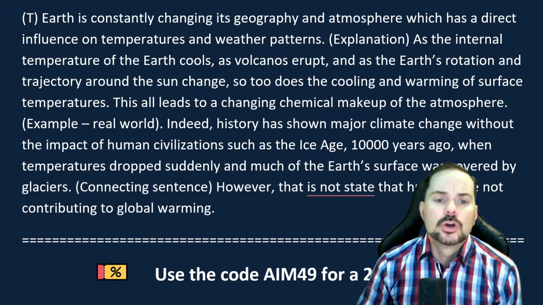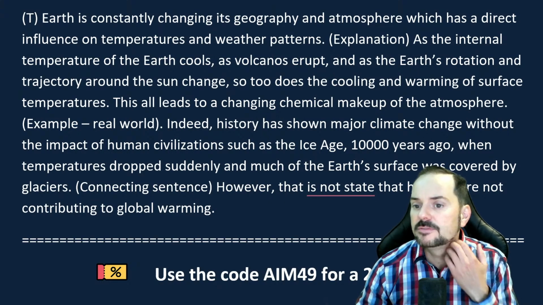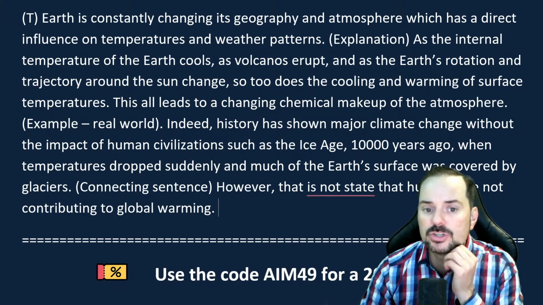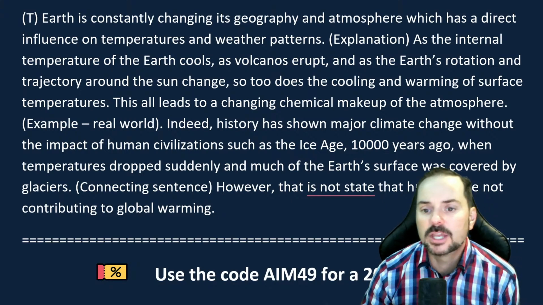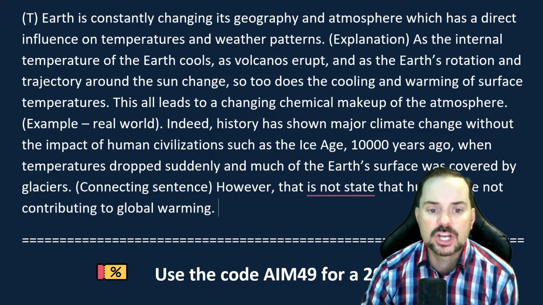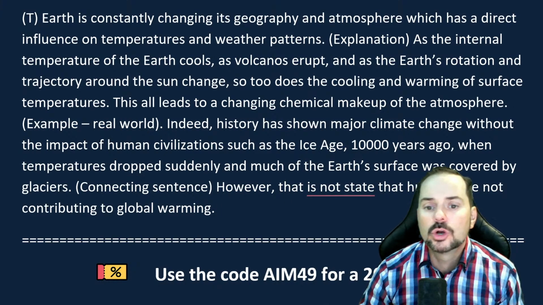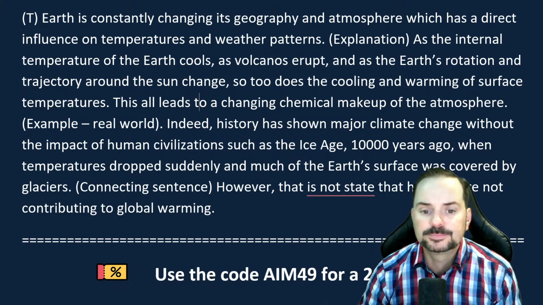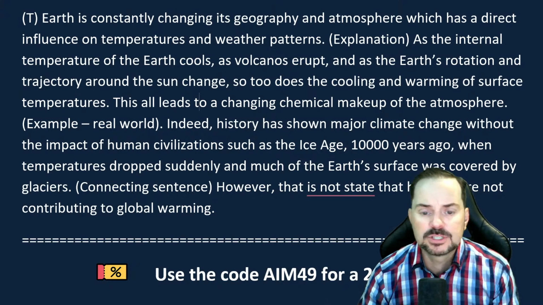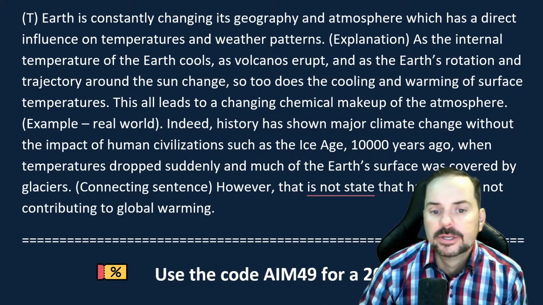Okay, so Earth is constantly changing its geography and atmosphere, which has a direct influence on temperatures and weather patterns. As the internal temperature of the Earth cools, as volcanoes erupt, and as the Earth's rotation and trajectory around the sun change, so too does the cooling and warming of surface temperatures. This all leads to a changing chemical makeup of the atmosphere. I'm not too happy with that sentence, but I can leave it. Okay.